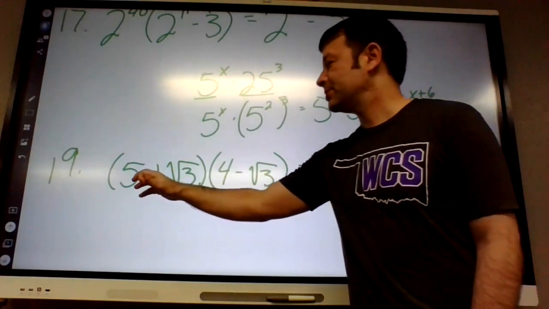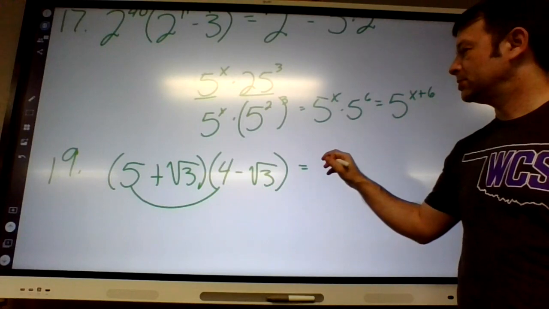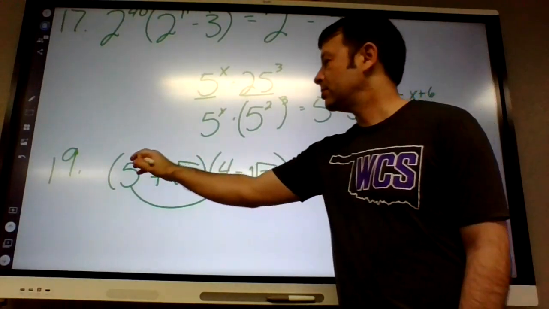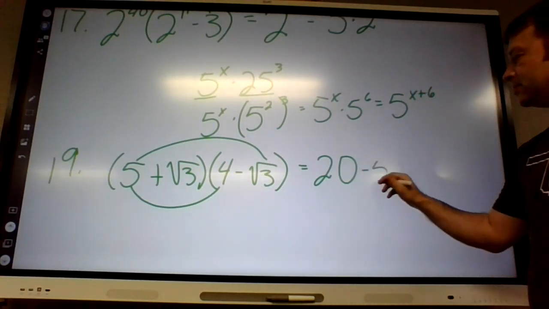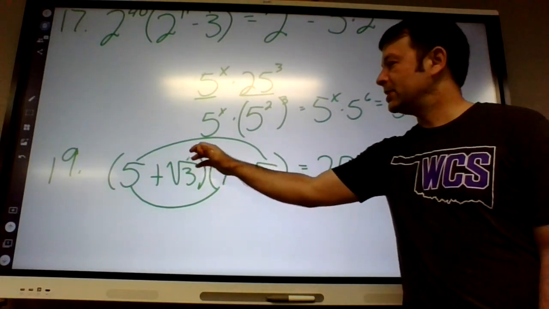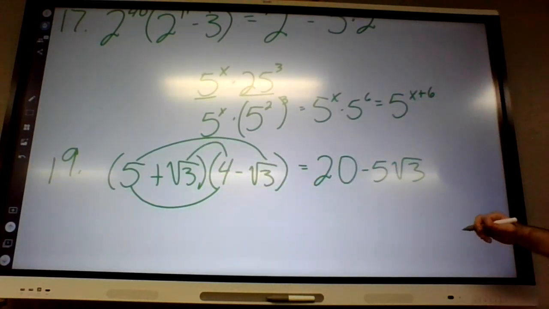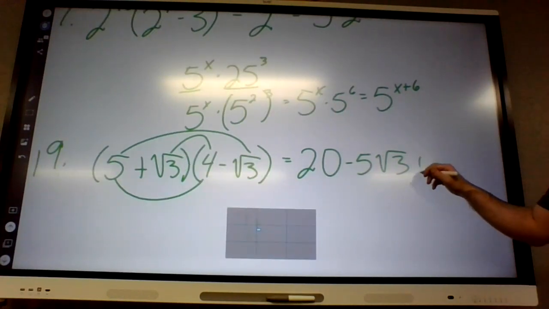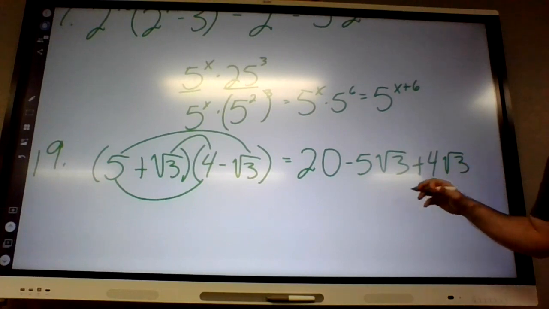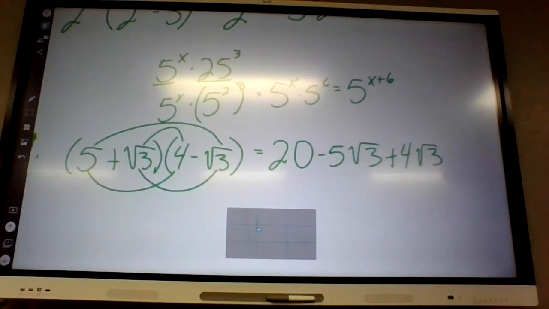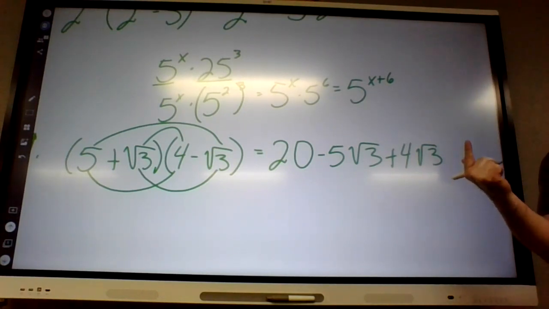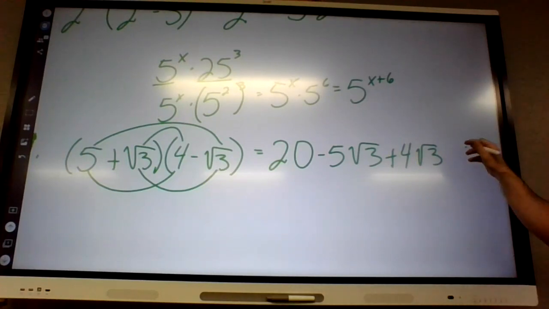Okay, so first, what's first? 5 times 4 is 20. What's outside? 5 times negative square root of 3 is going to be negative 5 square root of 3. What's inside? Square root of 3 times 4 is 4 square root of 3. Plus 4 square root of 3. And then what's the last? Square root of 3 times square root of 3 is square root of 9. What's square root of 9? 3. Anytime you take a square root times itself, it just becomes that.